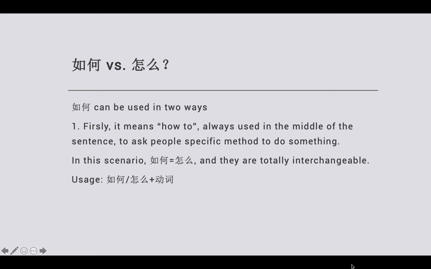The first usage of 如何 means how to, and it is always used in the middle of the sentence to ask people a specific method to do something. In this scenario, 如何 equals 怎么, and they are totally interchangeable. To use it, you can simply put 如何 or 怎么 right before the verb. Or, in other words, you can put the verb right behind 如何 or 怎么.